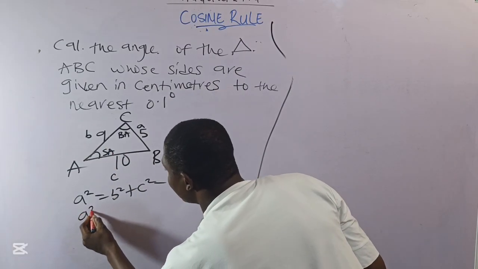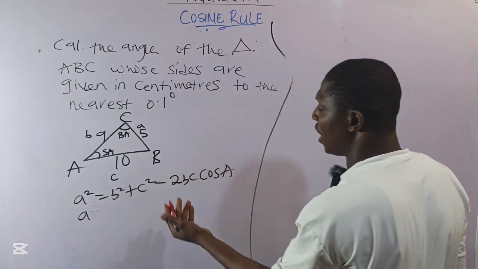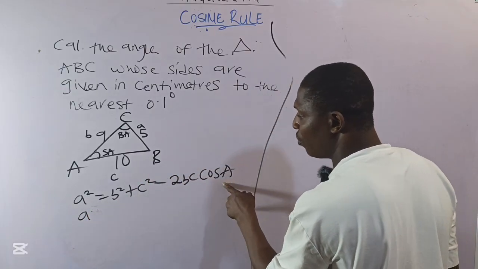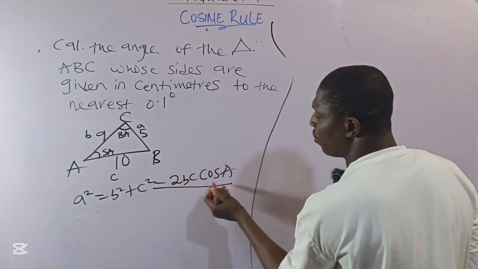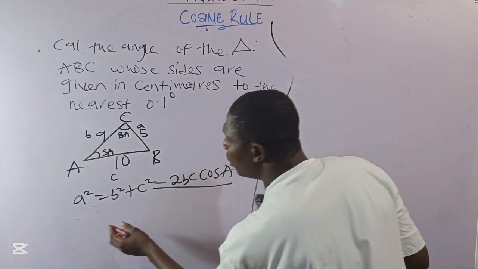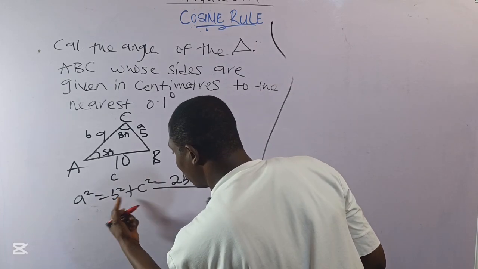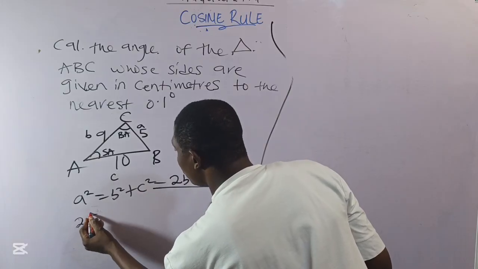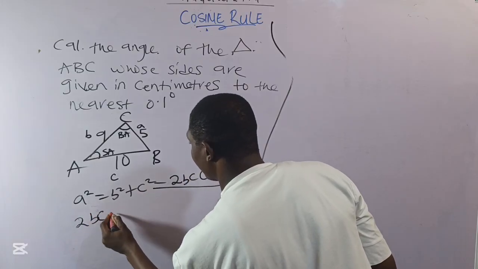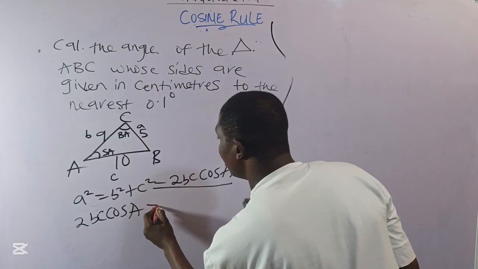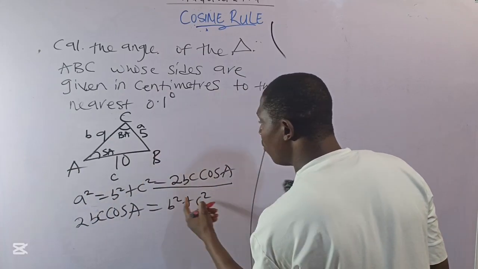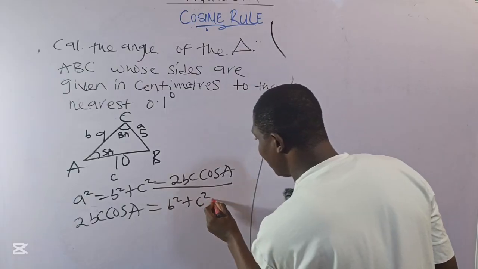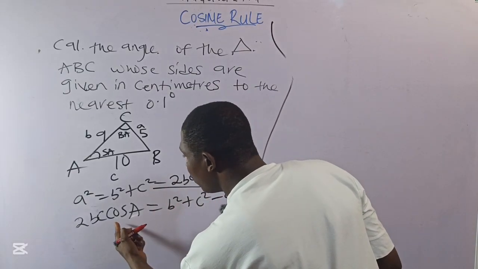So I will have my a square. I'm looking for an angle, so let me make angle A the subject of the formula. I can rearrange. All these are one because they are combined by multiplication signs. If it moves across the equality sign, it will become 2bc cos capital letter A equals b square plus c square, since they did not move. If this moves, it becomes a positive a square, which will become negative a square.